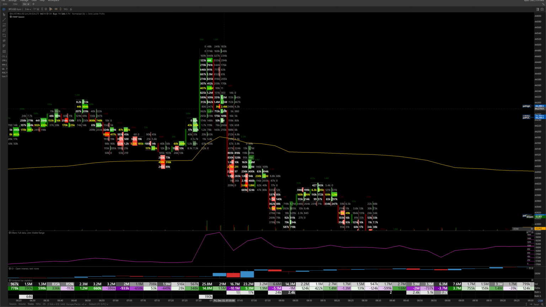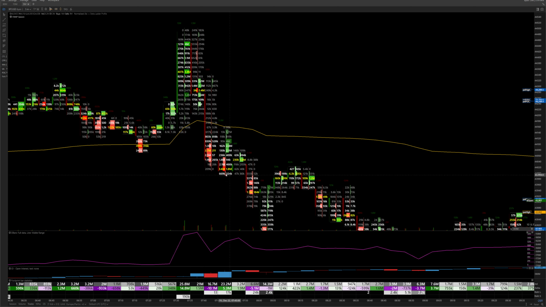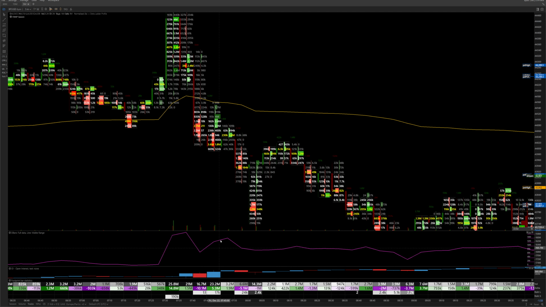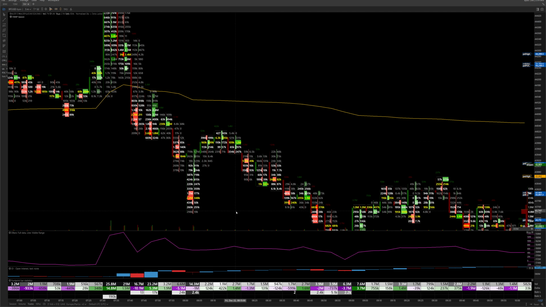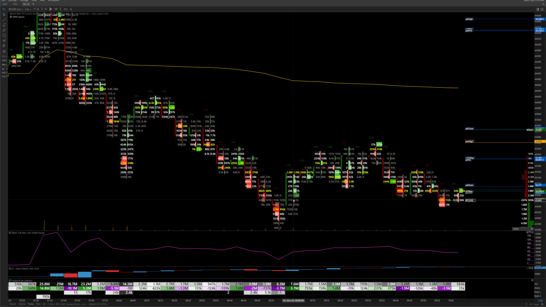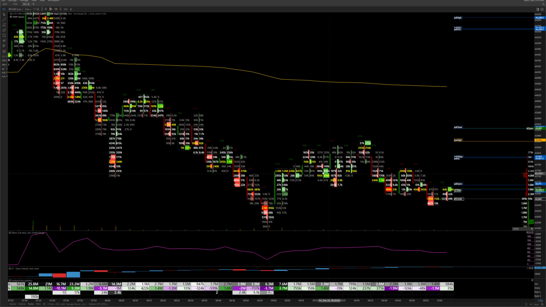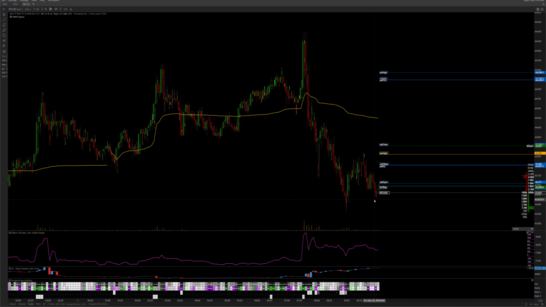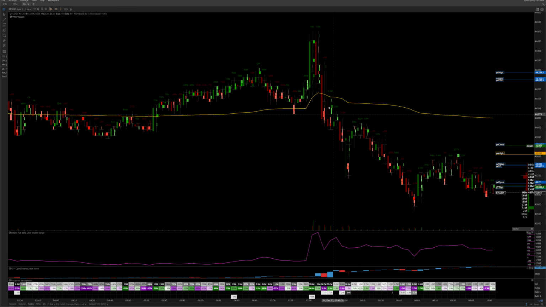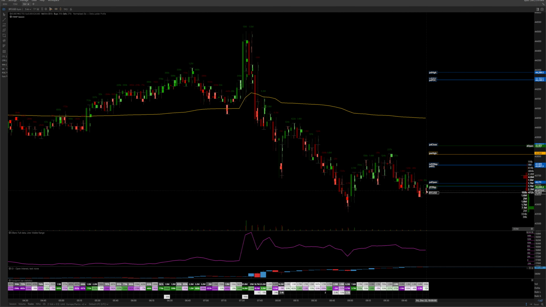And then you have a drop, and people keep longing all the way down here. You can see 5 million here, another 2 million, another 2 million here almost, another 2 million here, another 3, almost 4 million, another almost 2 million here. This is just absolutely crazy. This is moving down like crazy. People keep buying and buying and buying.